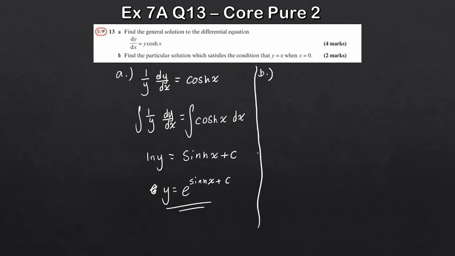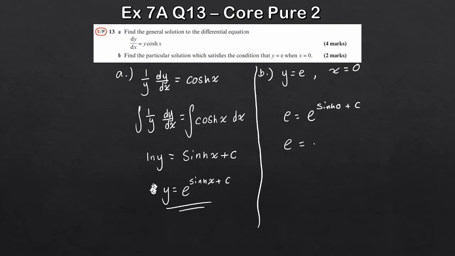Now for part B, we have to work out a particular solution. So we're asked to find the particular solution which satisfies the condition that y is equal to e when x is 0. Don't forget we use the general solution for this, so y is e, so e is equal to e to the hyperbolic sine of 0 plus c. Well, hyperbolic sine of 0 would just be 0, so that's e to 0, which would be 1 plus c.